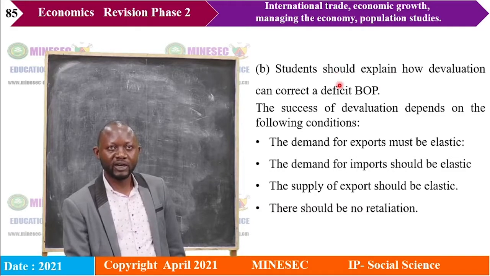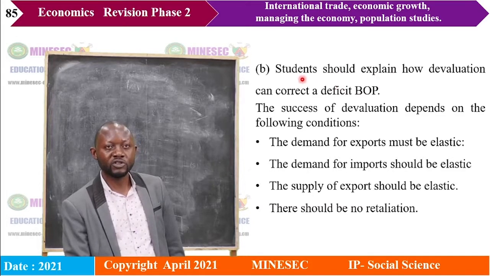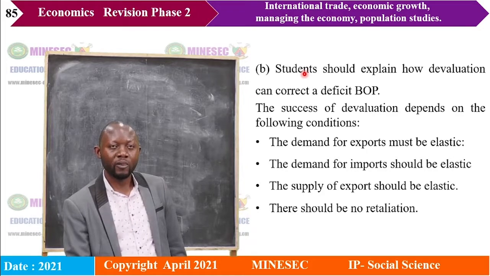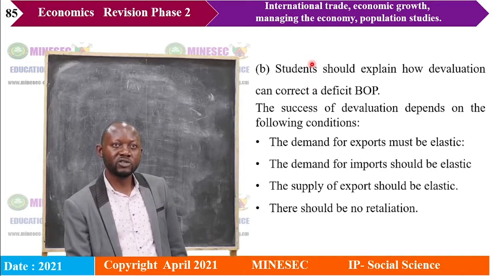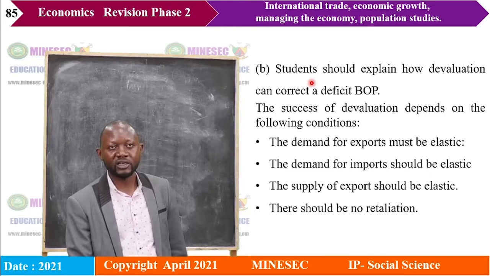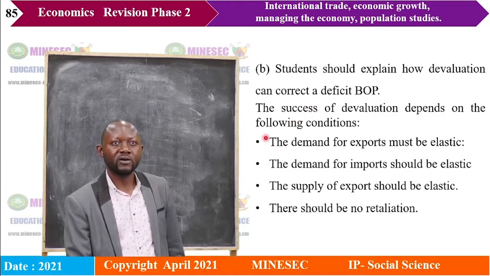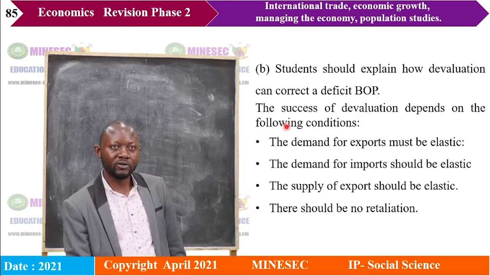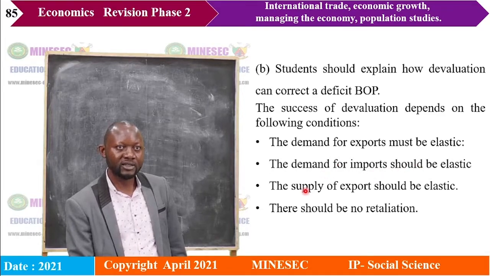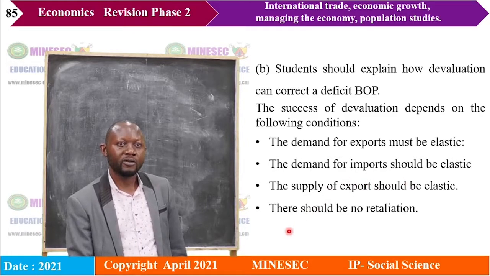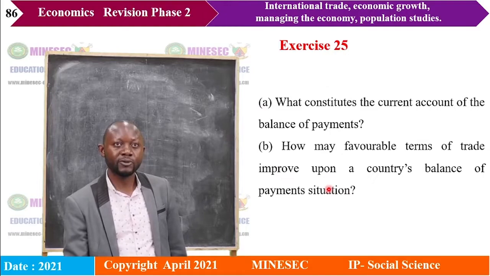That is, when there's devaluation, it makes exports cheaper, thereby promoting exportation, bringing in more income, and reducing expenditure on imports because it makes imports expensive. Now, the success of devaluation depends on the following factors, which we saw already. The demand for exports must be elastic, imports must also be elastic, the supply of exports must be elastic, that is, the country has some spare capacity. There equally should be no retaliation.